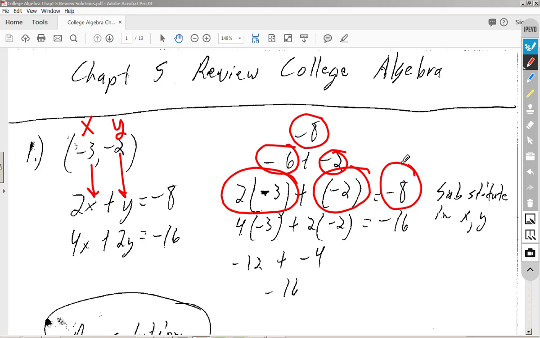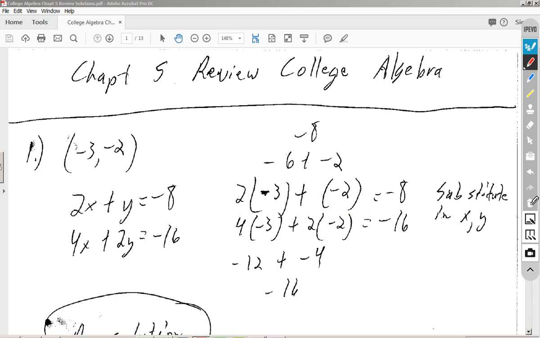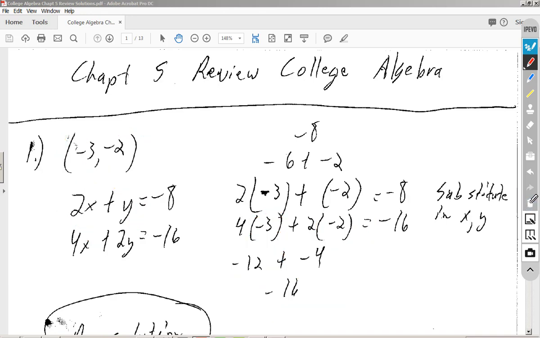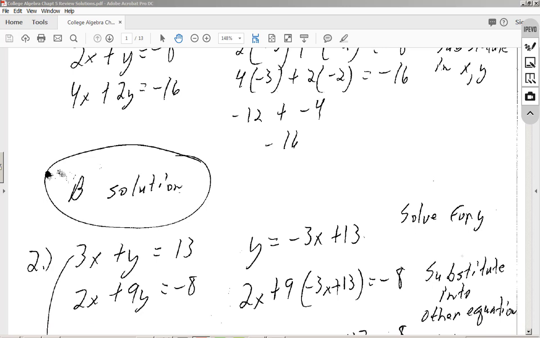Now we have to substitute it in and see if it is true for our second equation. So again, x is -3, y is -2. Substituting in, we get 4 times -3, and 2 times -2. Simplifying, 4 times -3 gives me -12, and 2 times -2 is -4. Add those together and you get -16. So that makes another true statement: -16 equals -16. Since it is true for both equations, I have my solution. So that answer is going to be B. It is a solution.